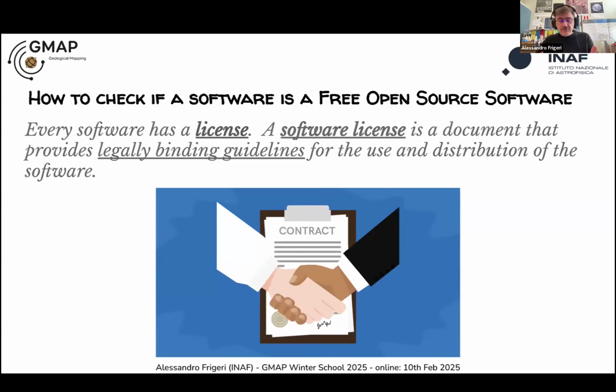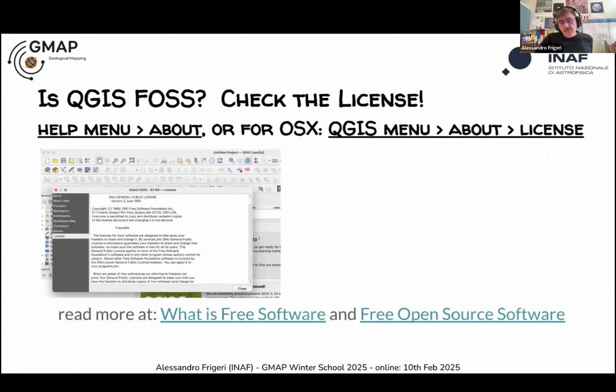So a free open source software license will have all the 4 points we saw before in its legal document, which is basically a contract between the user and the developer of the software. So, for example, when you will be reviewing this material, you can check the license of QGIS. You go in the Help menu, you check About License, and you see that there is this legal statement, very long because it is in legalese language, which states all the 4 points we saw before.